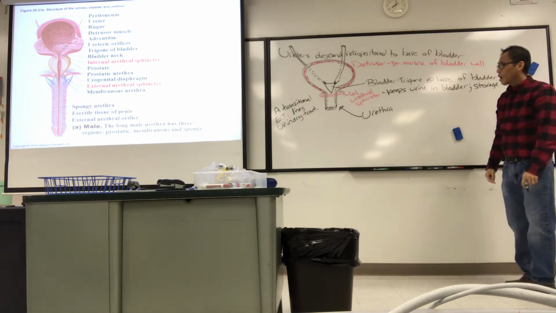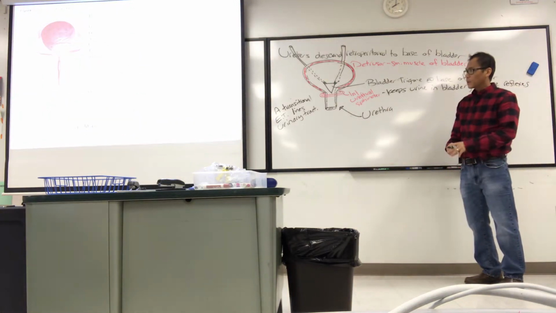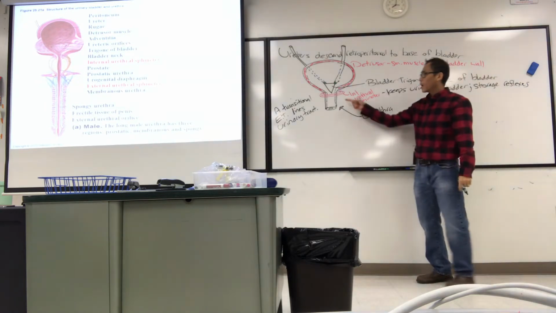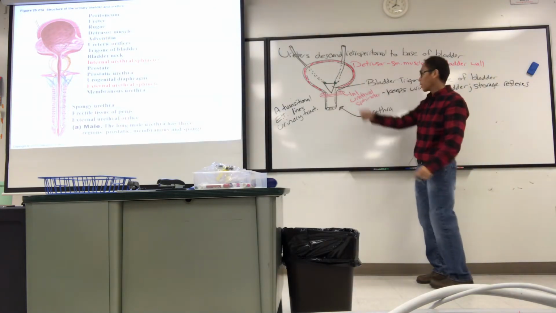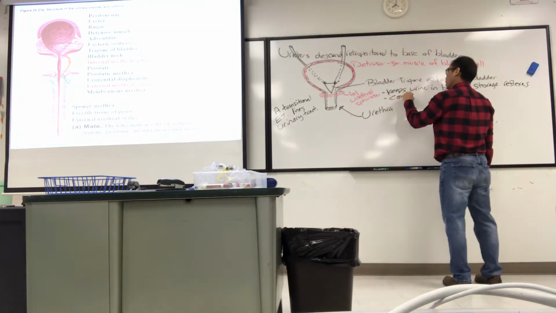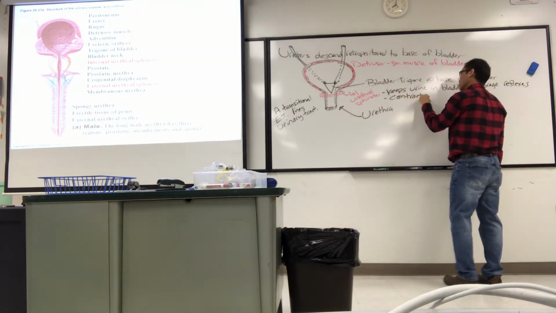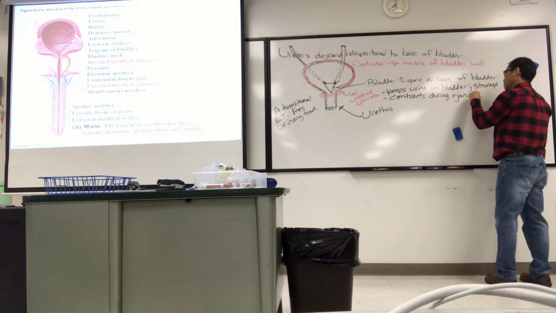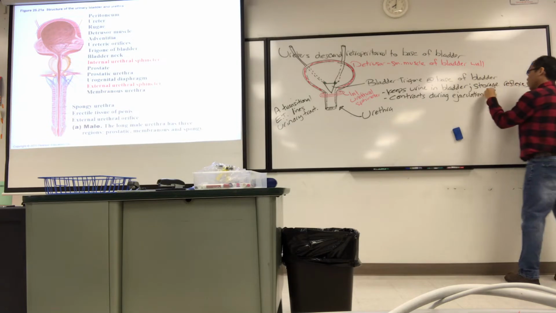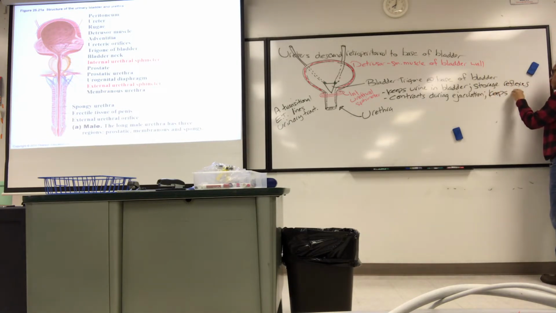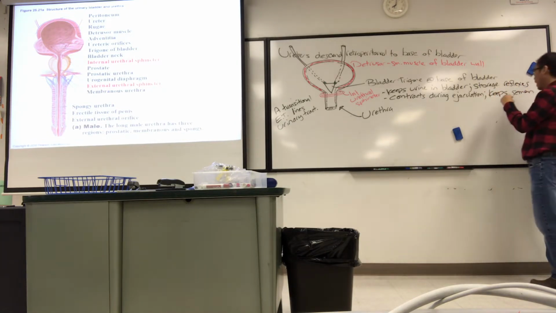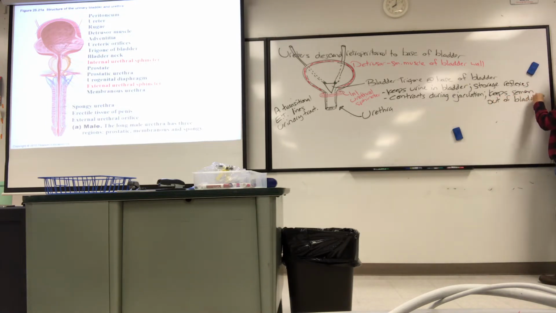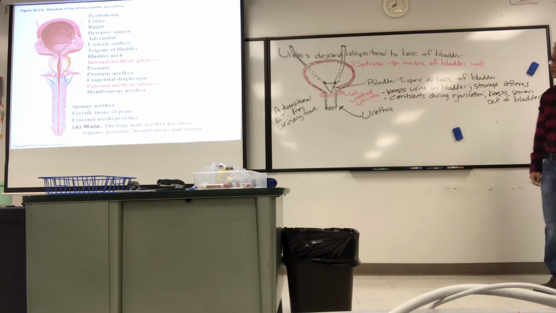In men, the internal sphincter contracts during ejaculation, so that way you don't get ejaculate up into the bladder. Contracts during ejaculation, keeps semen out of bladder. So that's smooth muscle, the internal sphincter.